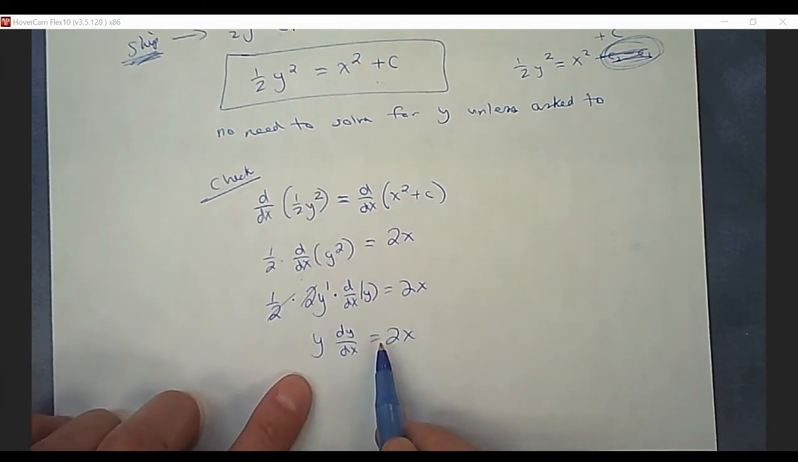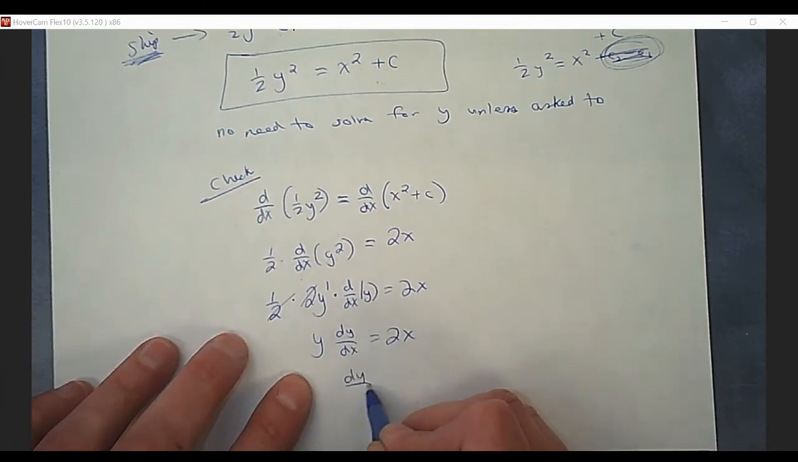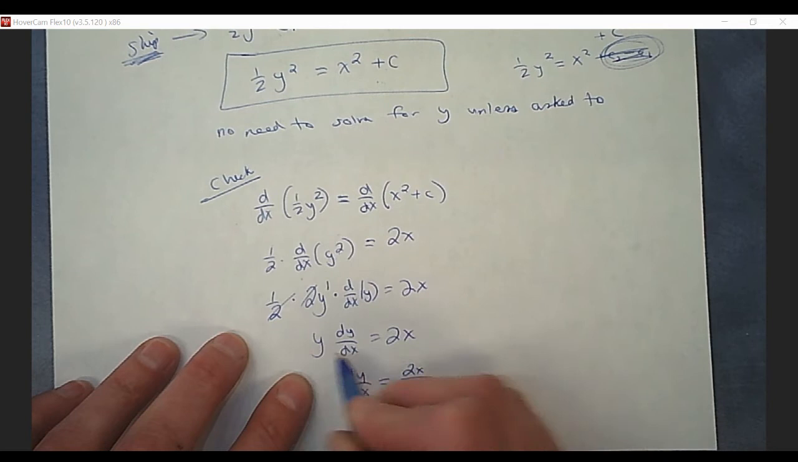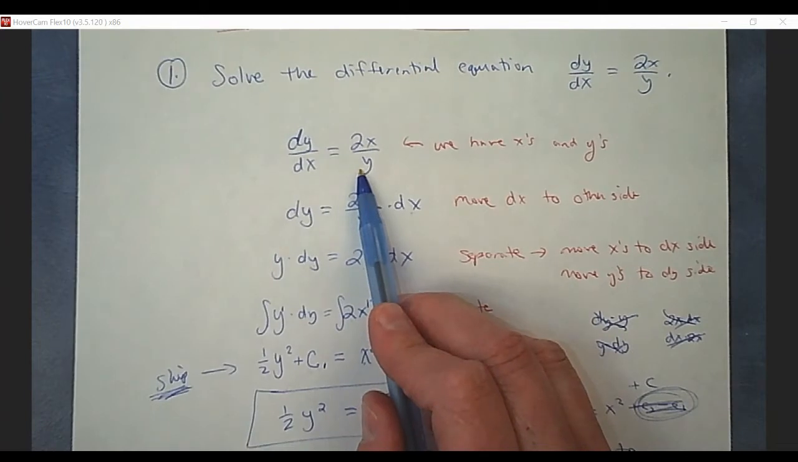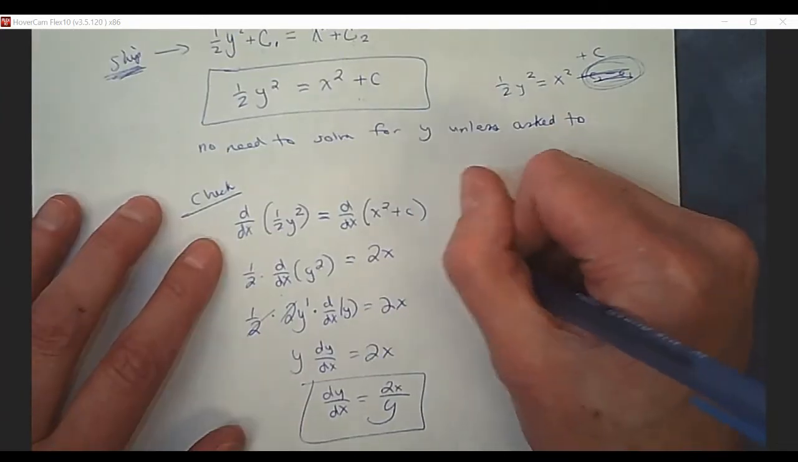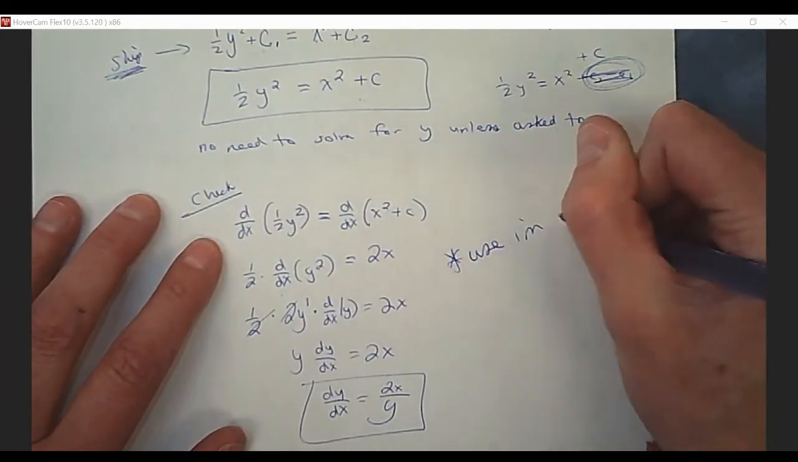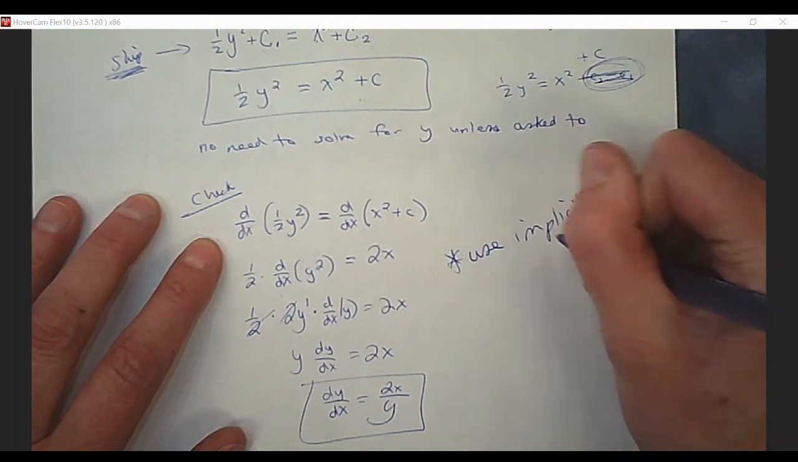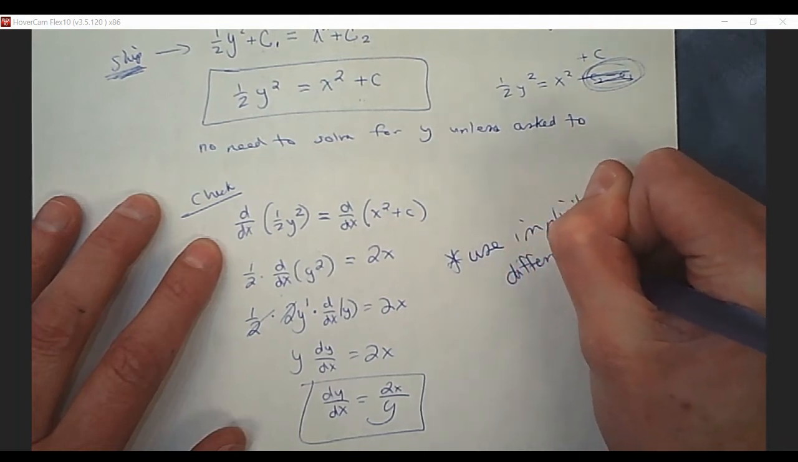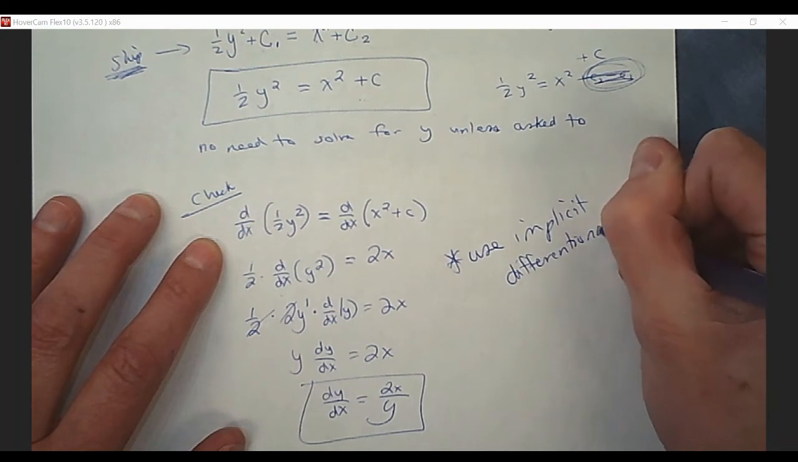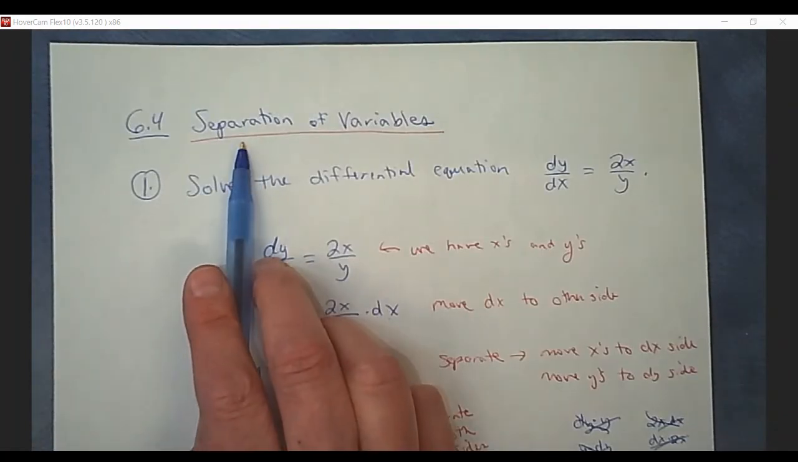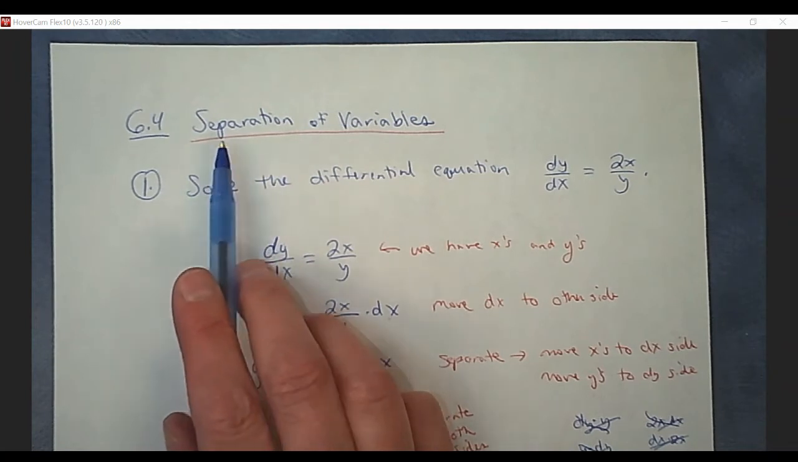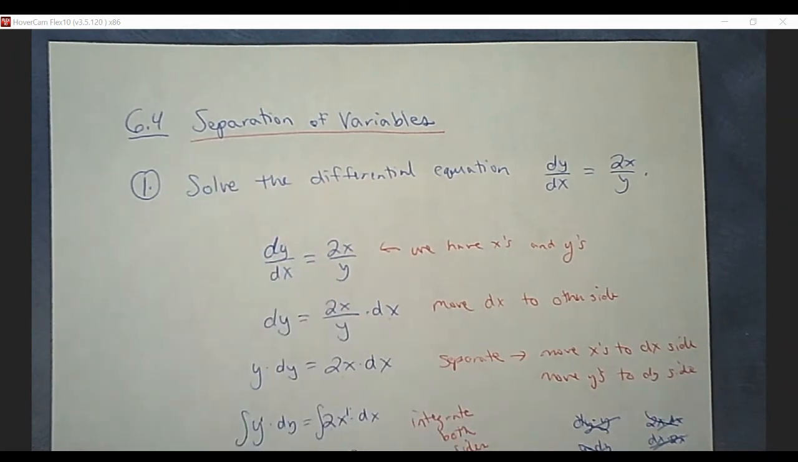And then if you look, we're almost back to where we started. We can get those to match if we solve for dy/dx by dividing y to the other side. And sure enough, that matches what we started with. So when you go to check, if you want to check these, you have to use implicit differentiation. And that's really what you're undoing when you're using separation of variables. So the topic separation of variables is used to undo or reverse implicit differentiation.